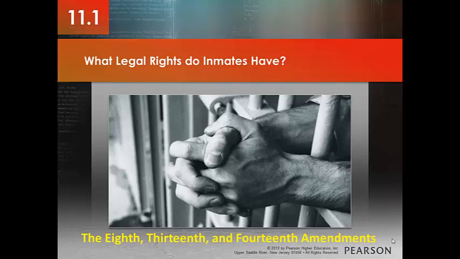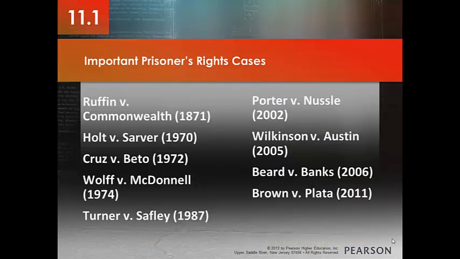Prior to the passage of the 14th Amendment, the Bill of Rights served primarily to define the relationship between the citizens and the federal government. The text at the top of pages 184, 185, and 186 lists important prisoners' rights court cases starting in 1871 with the Virginia Supreme Court case Ruffin v.